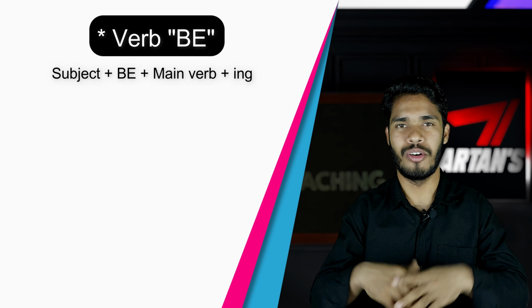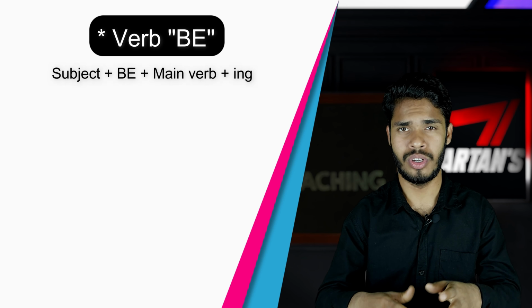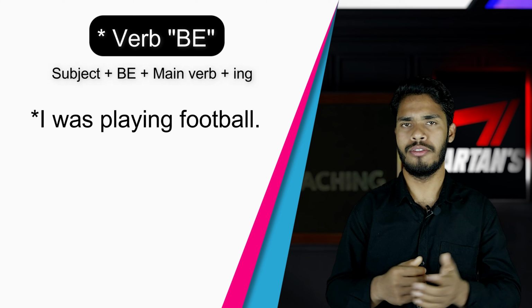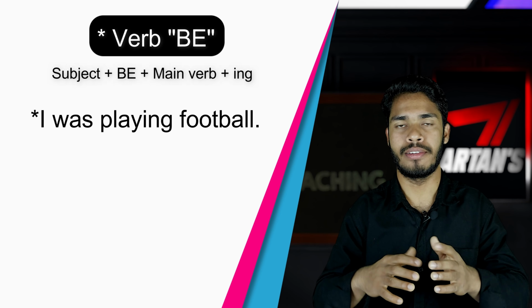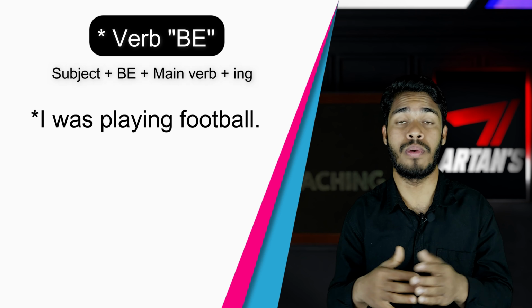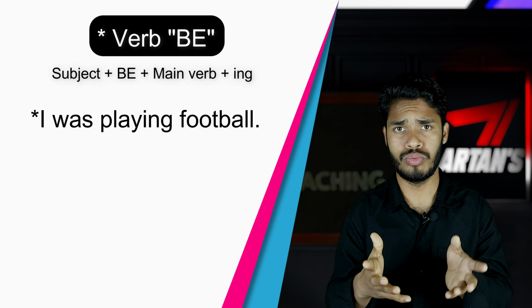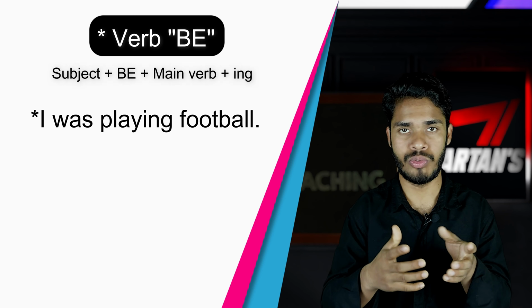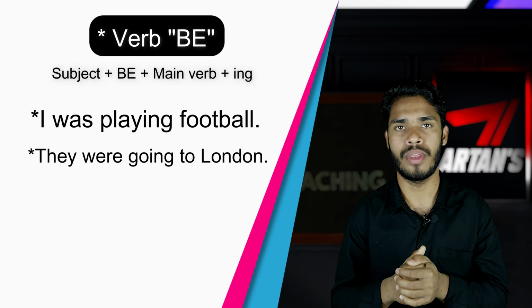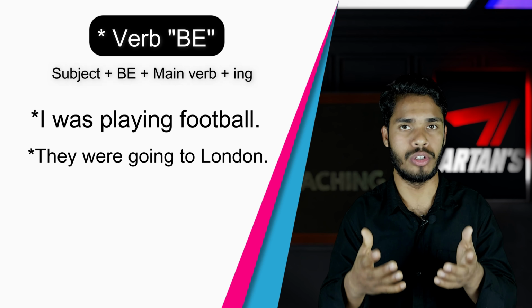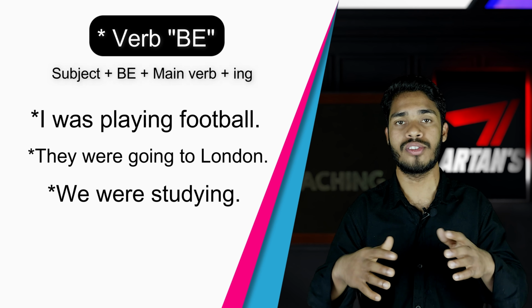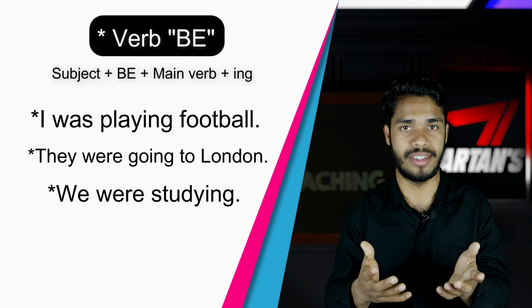And now, what if we want to talk about something that happened in the past? For example, I was playing football. Was is used for singular subject and were is used for plural subject. For example, they were going to London. We were studying.